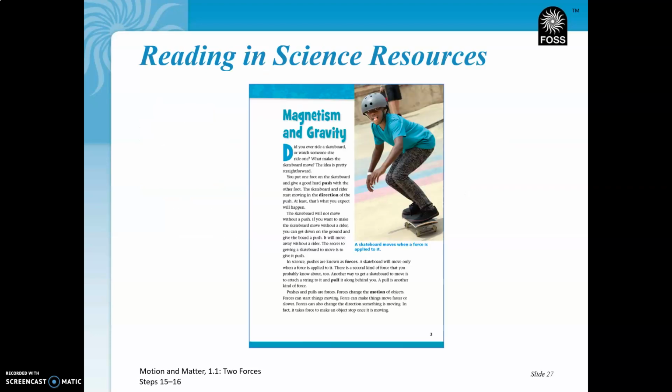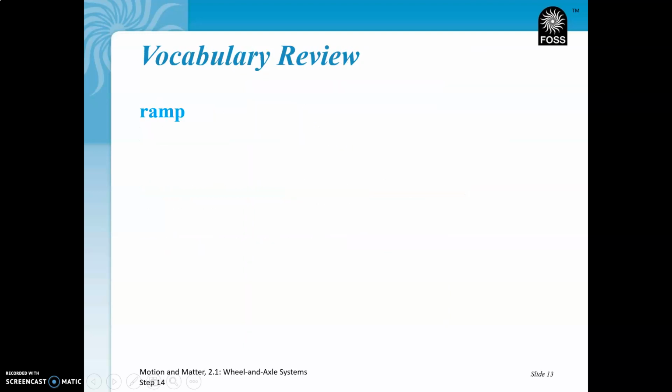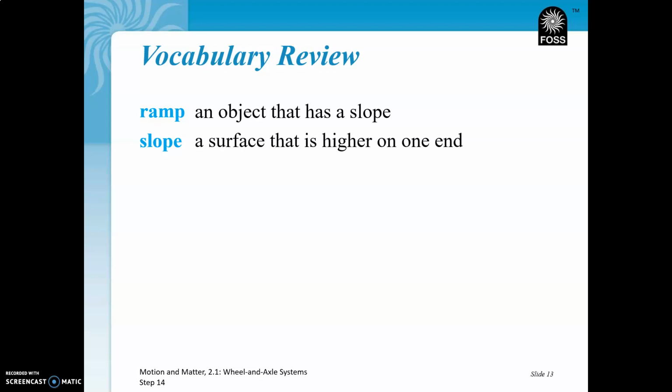Motion, the act of moving. Ramp, an object that has a slope. Slope, a surface that is higher on one end. So if you take a book and you lift one end and you keep the other end on the ground, you have just created a slope. Think of mountains and think of skiing and sledding. You need a slope in order to move downward.